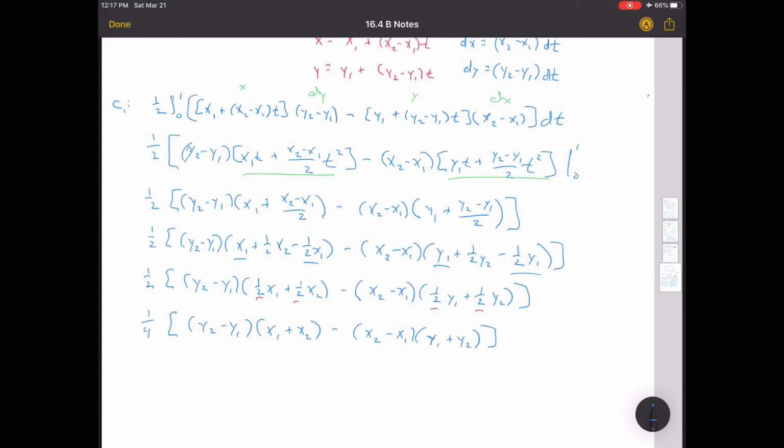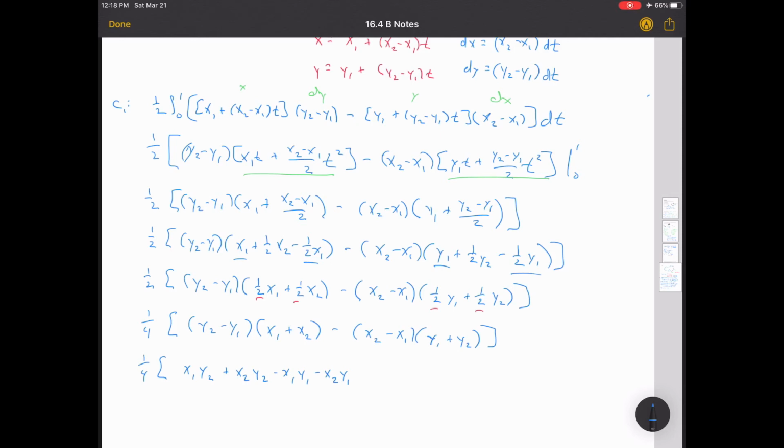I do have to FOIL this stuff. So we're going to go ahead and distribute everything through. So we're going to get, let's see, y2 times x1. I am going to try and write them in the correct order if I can. x1, y2. Outer is y2 minus x2. So that's x2, y2. Inner minus x1, y1. And then last, minus x2, y1.